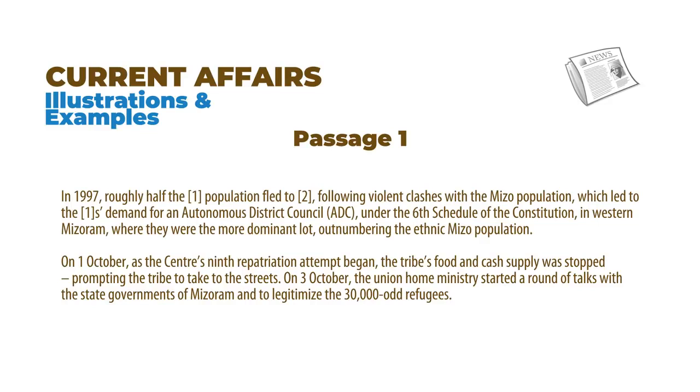On 1st October, as the centre's 9th repatriation attempt began, the tribe's food and cash supply was stopped, prompting the tribe to take to the streets. On 3rd October, the Union Home Ministry started a round of talks with the state governments of Mizoram and blank to legitimize the 30,000 odd refugees.